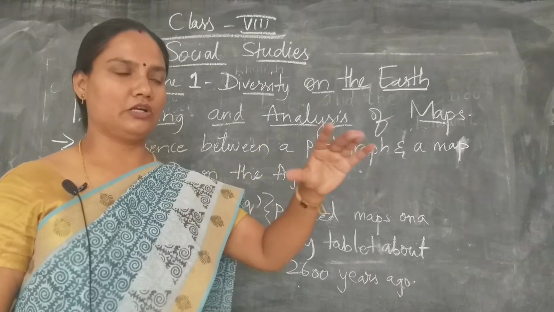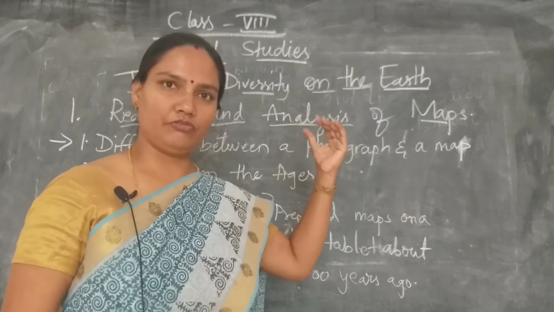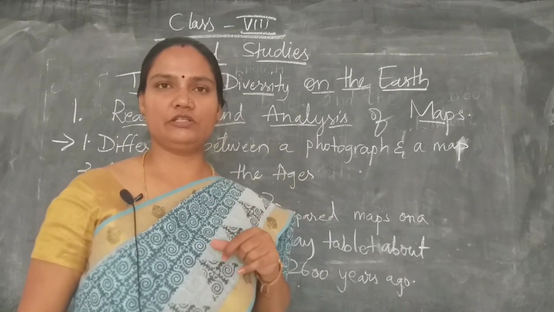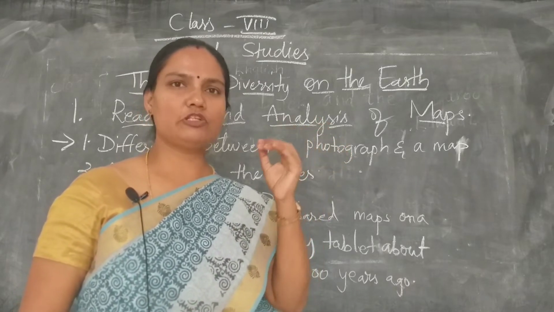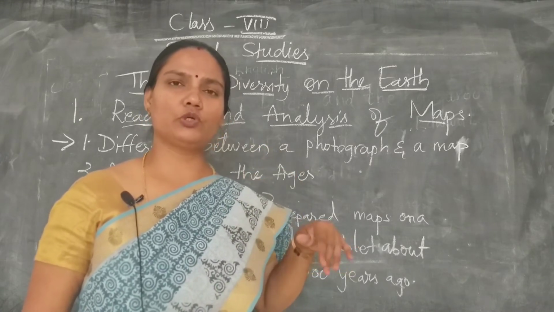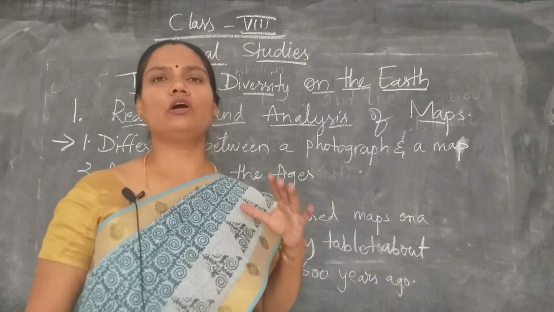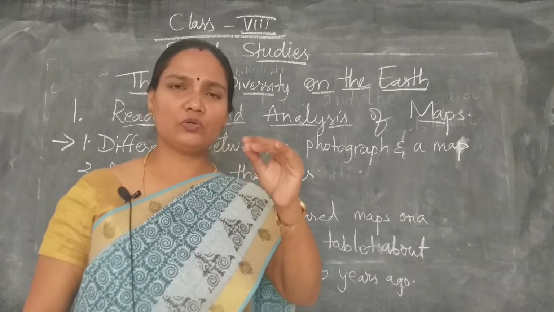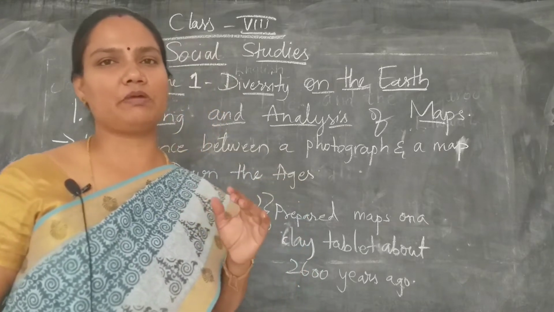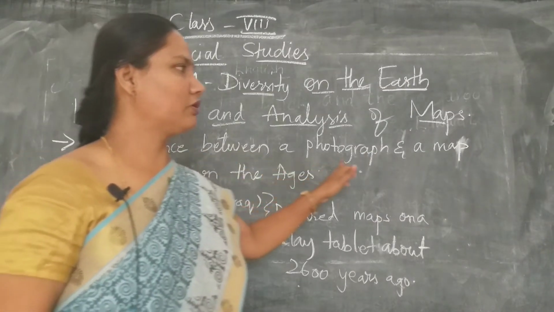Right, children? So now suppose you want to show a route map for a particular region, and you use satellite technology to see that region, then it will show everything. It will be clumsy. But to show the route map for any region or area, if you draw a map, you can highlight those areas, those roads, which will help people to understand or read that map very easily. Okay, children? So this is the difference between a photograph and a map.